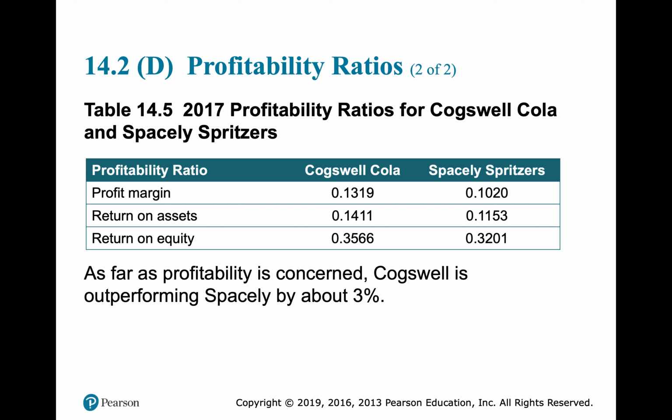All right. And then last but not least, return on equity. We're seeing pretty much equal across the board here, that there's a 3% difference between the two companies. So about 35% of my profit stream can be accounted for by giving up ownership, whereas only 32% of my profit stream can be accounted for by equity ownership, by getting a return on giving up that ownership in my firm. And so from a profitability standpoint, Cogswell is basically outperforming Spacely on all fronts.